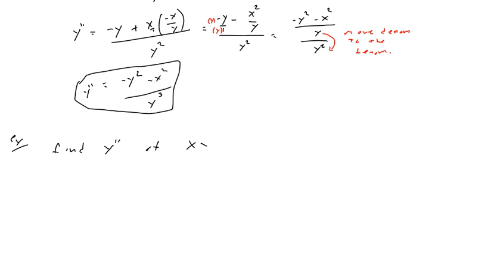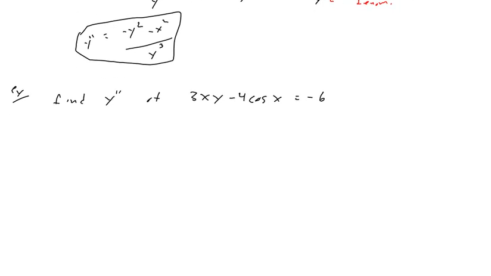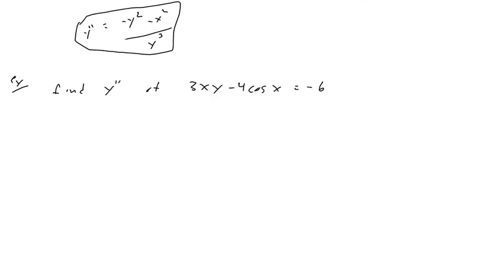Let's go, no, let's do this. Hold on. 3xy minus 4 cosine x equals negative 6. Three xy minus 4 cosine x equals negative 6. Find the second derivative of this implicit equation.